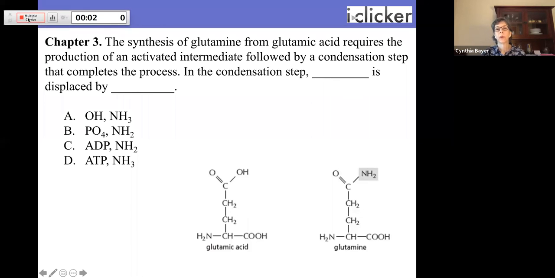Here we're looking at the requirement for an activated intermediate, meaning a high energy intermediate, to drive this synthesis reaction, a condensation or dehydration synthesis. So we're asking the steps that are required in converting a glutamic acid to a glutamine. What's going to happen? We first have created the activated intermediate, and then the condensation step occurs. So what are we referring to here?